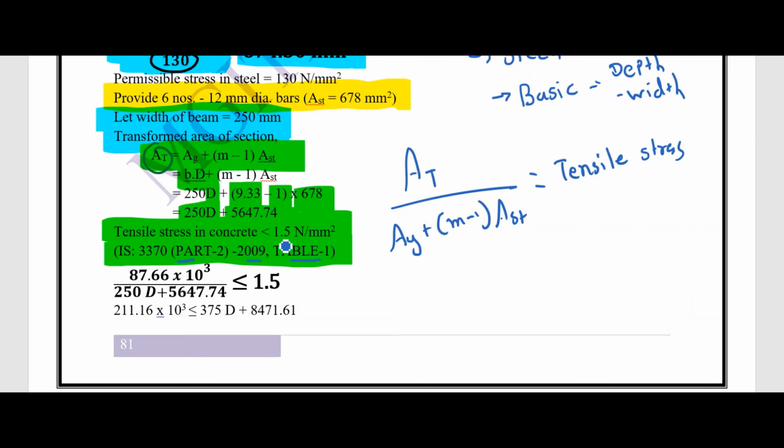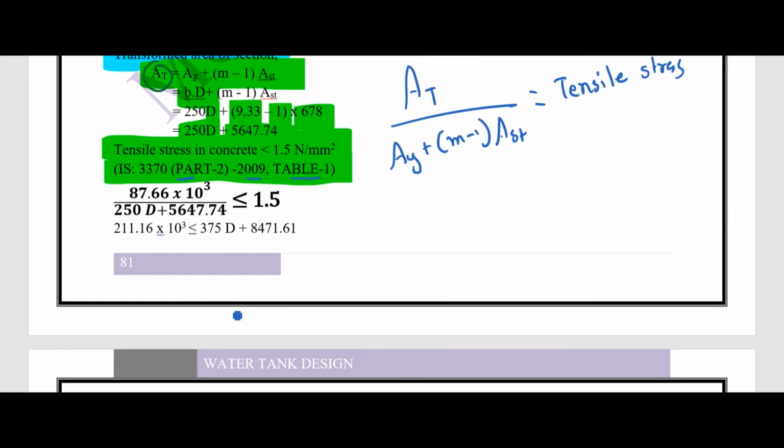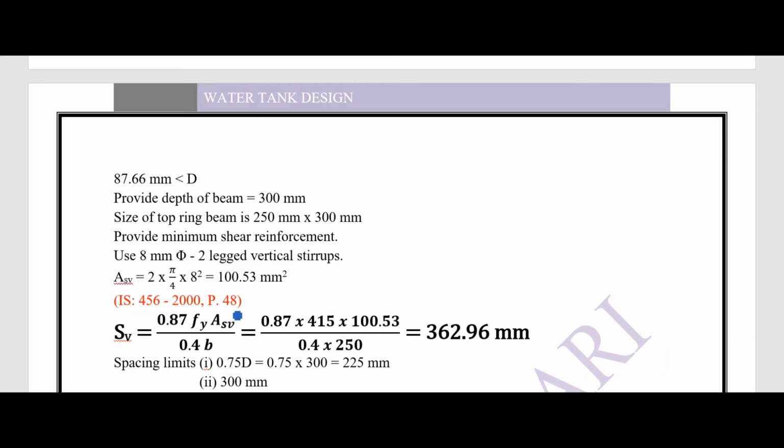By solving this equation, we can find the depth, which is 87.66 mm, which is the minimum depth. But we provide a width of 250, so we provide a depth of beam of 300 mm.